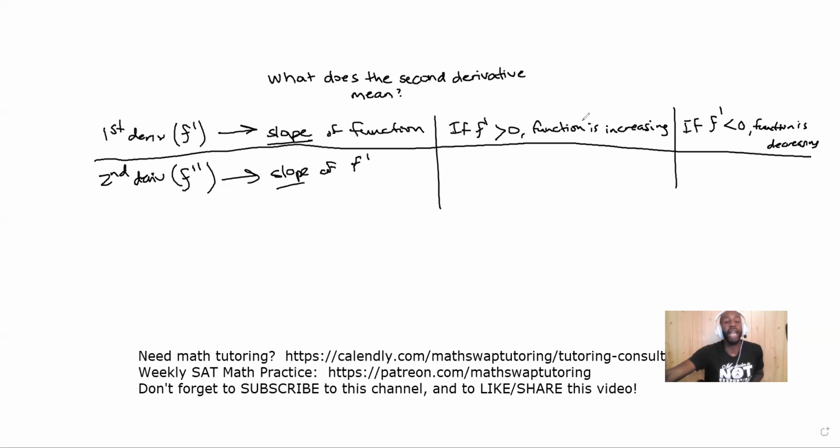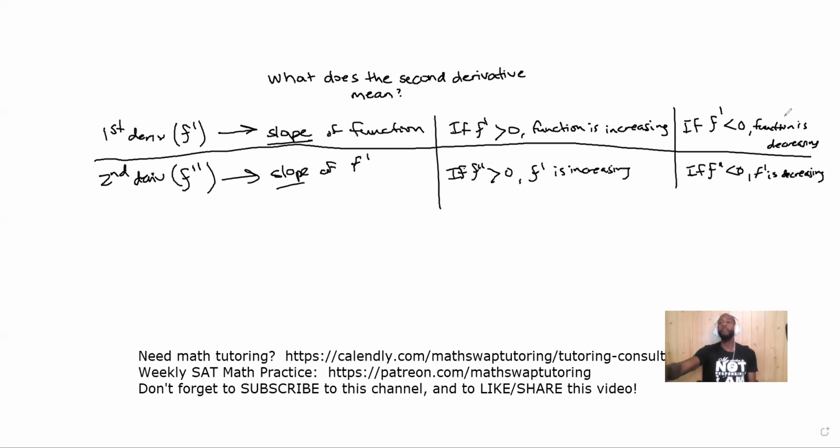Now, let's apply those same principles to the second derivative. If f double prime is positive, that has to mean the first derivative is increasing. If f double prime is less than zero, that means the first derivative is decreasing. So pretty self-explanatory so far. If the second derivative is the slope of the first derivative, just like the first derivative is the slope of the original function, then all these things have to be the same. They parallel each other. Pretty straightforward.